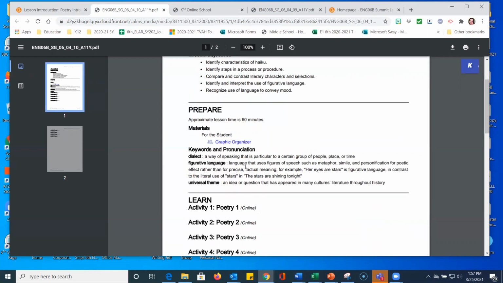Dialect: a way of speaking that is particular to a certain group of people, place, or time. Figurative language. You should know this, we've been talking about it a lot. Language that uses figures of speech such as metaphors, simile, and personification for poetic effect, rather than for precise factual meaning. For example, "her eyes are stars" is figurative language, in contrast to the literal use of stars, "the stars are shining tonight." Universal theme: an idea or question that has appeared in many cultures, literature throughout history.